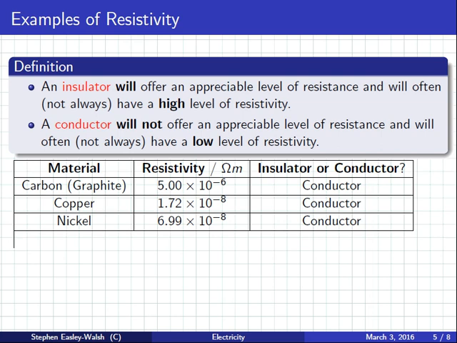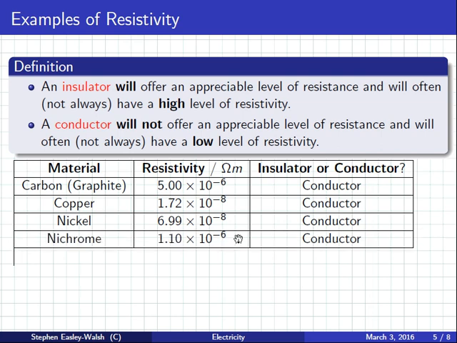Next, nichrome. This material is also a metal alloy, and it's a good material for, I think, making electric heaters. If you want to make an electric heater, I think they use this material.